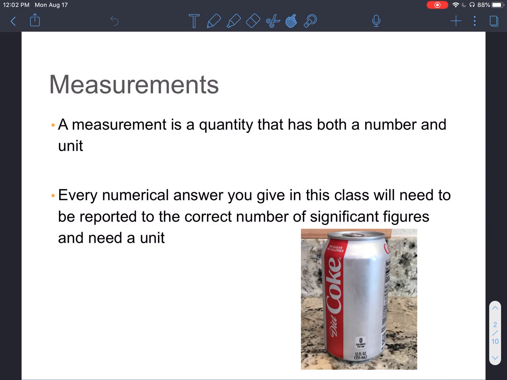All right, so what is a measurement? A measurement is a quantity that has both a number and a unit. Whenever you take or record a measurement, you must have both a number and a unit associated. For example, if I asked you to take the volume of this Diet Coke can, I would expect you to record an answer of either 12 fluid ounces or 355 milliliters. Both of those quantities have a number and a unit associated. Every measurement you give in this class also must be recorded to the correct number of significant figures. The significant figures mini lesson will be in a different video, however.